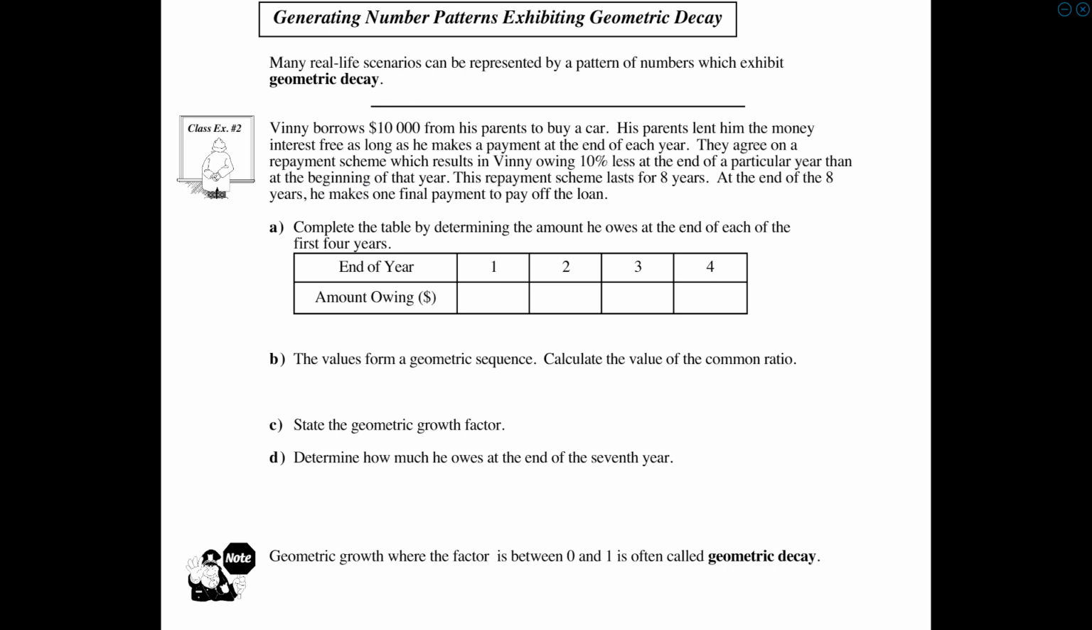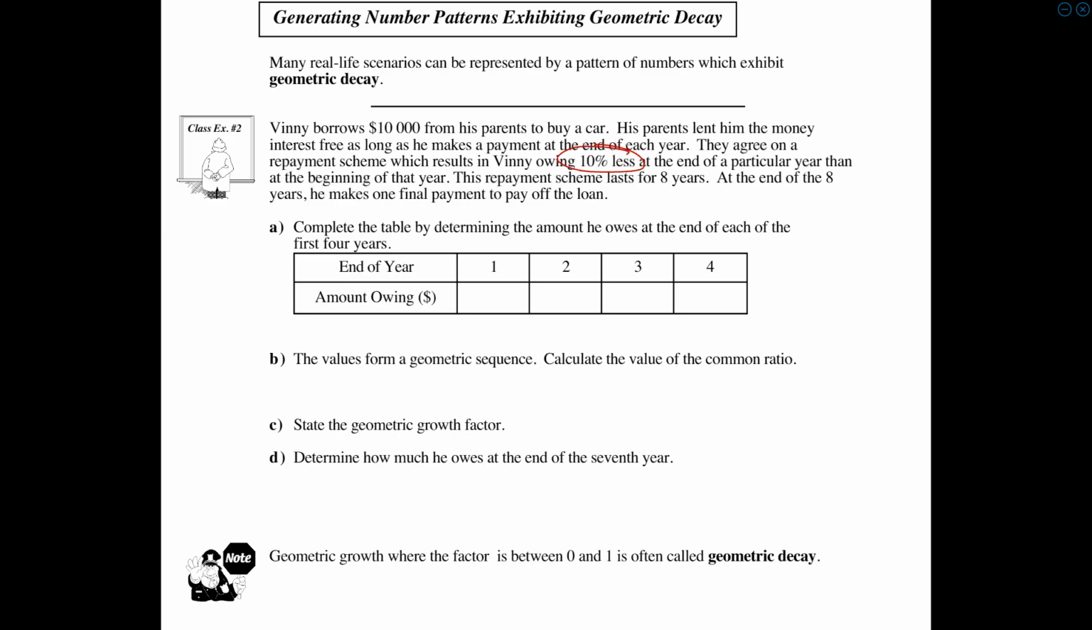Now, Vinny borrows $10,000. This is a very favorable situation, by the way, from his parents to buy a car. Parents lent him this money interest-free as long as he makes a payment at the end of the year. And the repayment scheme is that he makes it so that he owes 10% less each year. And then at the end of year 8, he's just going to make a lump sum to pay off the rest. So in this table, we have to think through what's happening. He starts with $10,000, and at the end of the year, he makes a payment.